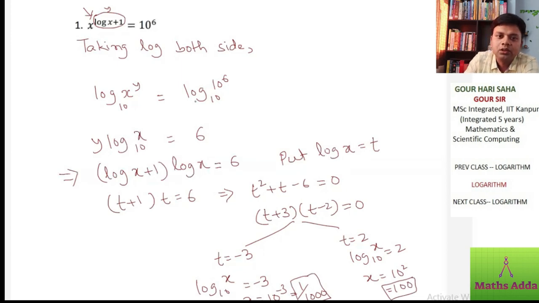Now let us check whether these values are acceptable or not. That's what we will be doing always. So if I put x equal to 100, yes, x base is positive, log term is also defined. Same way, 1 by 1000, no issues, both are acceptable answers. Now let us move to the next one.